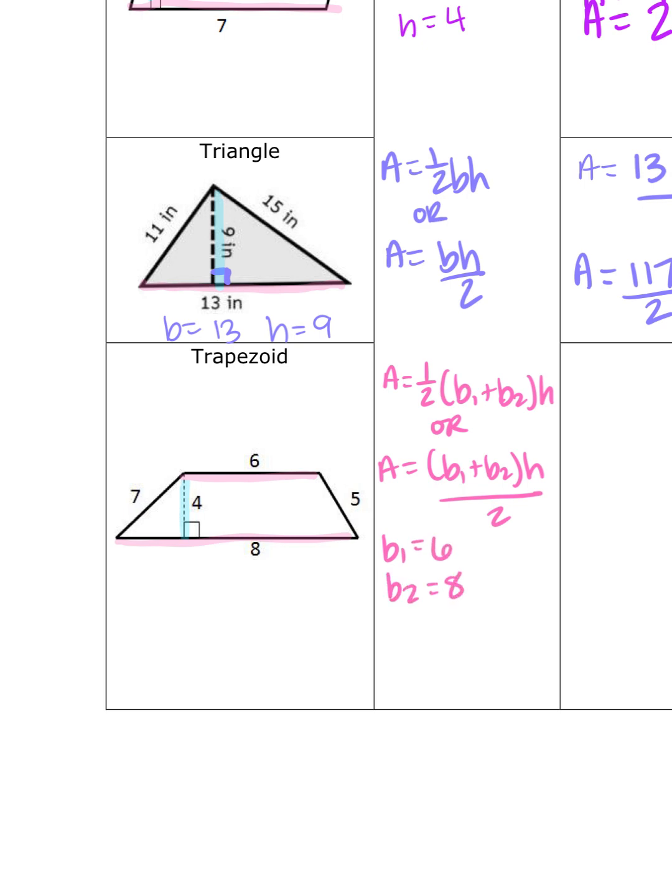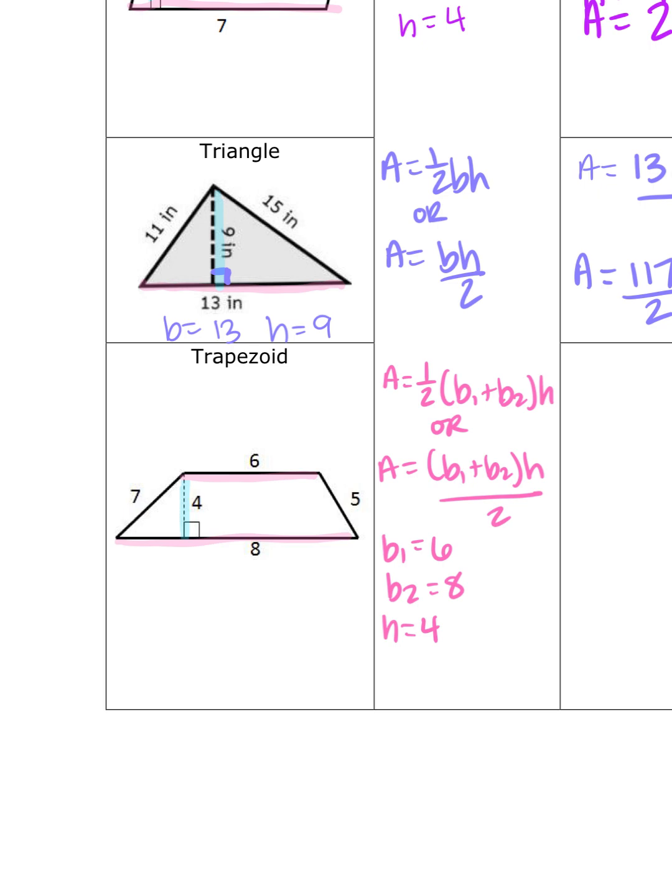Oh no, wait! I said base 1 was 8, and base 2 was 6, but you said it the other way. Y'all, it does not matter which one's base 1 and which one's base 2, as long as you don't use the same one for both of them. So then my height is 4.